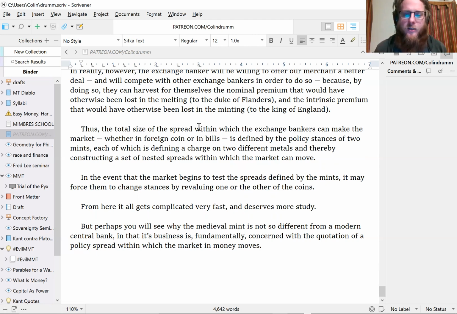But I think what is important is that you can now see why the medieval mint is not that different from a modern central bank, because its most fundamental business is about the quotation of policy spreads, and the market moves inside the spread. The point of changing the spread by debasing the coins or changing the standard in any way is a response to what happens when the market moves against the policy window, and then the institution has to decide what to do.